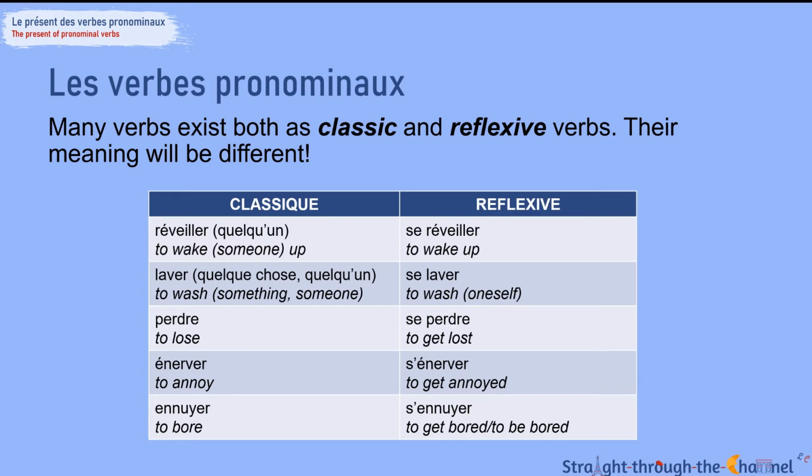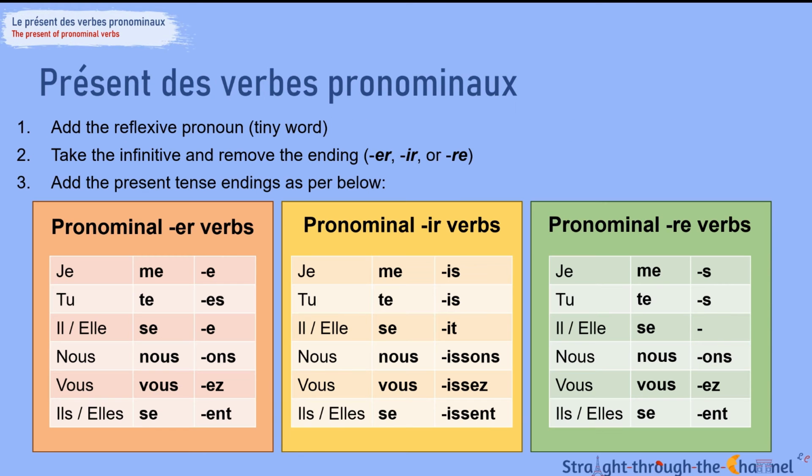Apart from these essentially pronominal verbs, all of the other pronominal verbs exist both as a classic version and a reflexive version with that tiny pronoun. So, for example, réveiller is to wake, as in to wake someone up, but se réveiller is to wake oneself, to wake up. So, to use these verbs in the present tense, first of all, you're going to have to add the reflexive pronoun, or the tiny word.